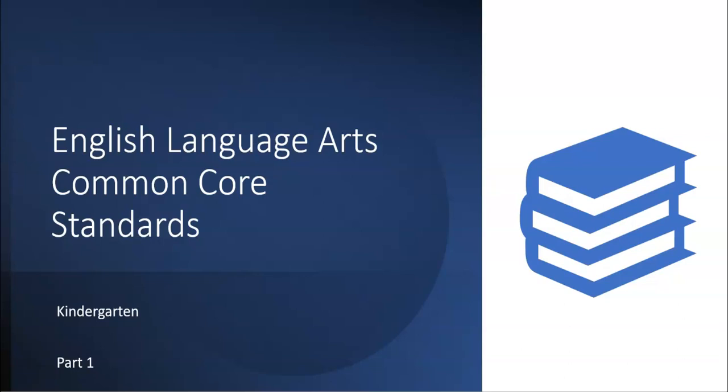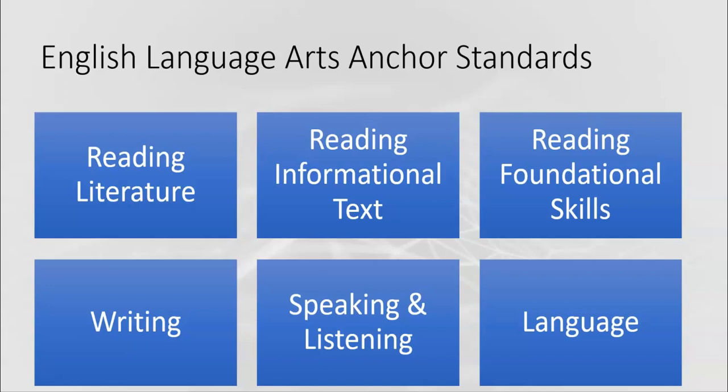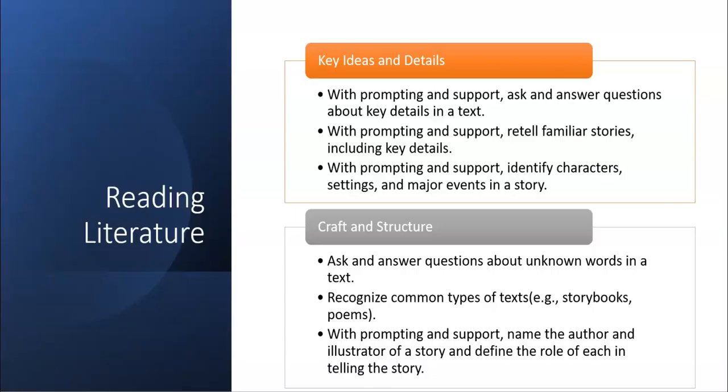Parents and educators, this video will dive into the Common Core state standards for English language arts in kindergarten. English language arts has a total of 6 anchor standards, including reading literature, reading informational text, reading foundational skills, writing, speaking and listening, and language. Our first set of standards deals with the areas of key ideas and details.